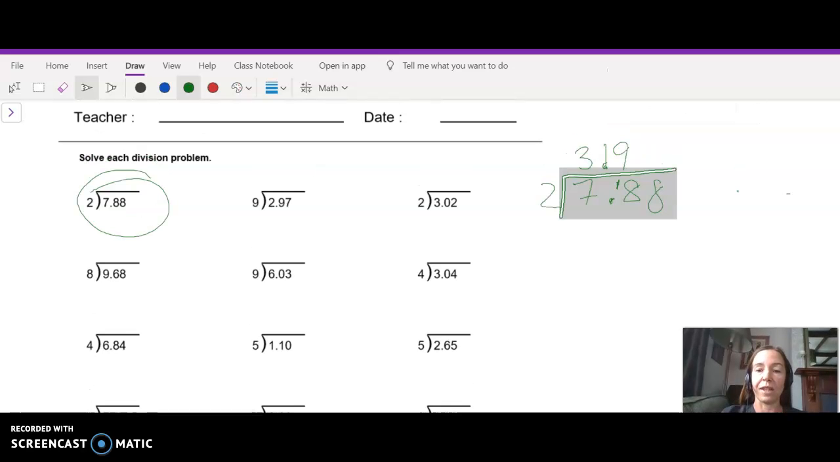Now, my decimal's there in the dividend. You put the decimal straight up. I don't know why I just did that, a bit weird. Anyway, that's the decimal. And 8 divided by 2 is 4. So we do it just like we'd normally do it.